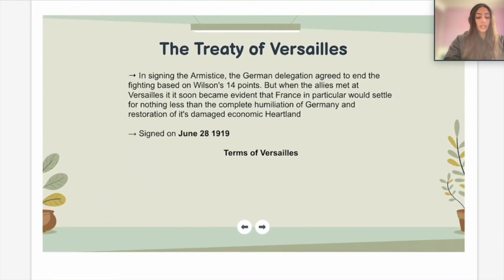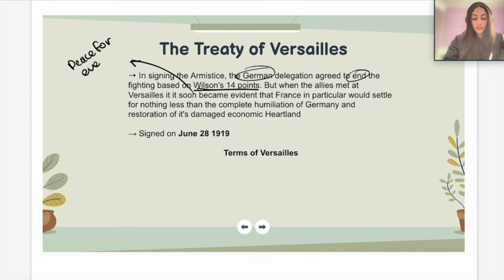In signing the armistice, the German delegation agreed to end the fighting based on Wilson's 14 points, which were peace for everyone, including Germany.